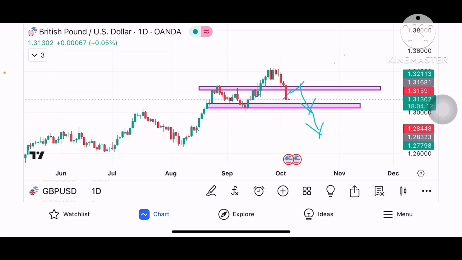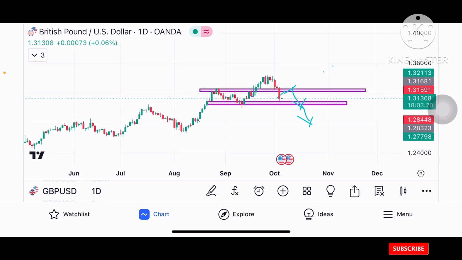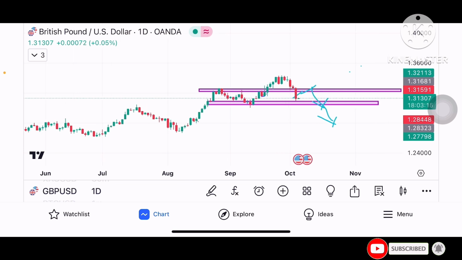Price is currently trading below the resistance, so we're expecting a pull up to the resistance and a massive drop on GBP USD. So during NFP or the news, you just have to wait for the news to take effect. Watch out for the candlestick formation, then you jump on the trade on your lower time frame. So this is my bias on GBP USD, expecting a massive drop.